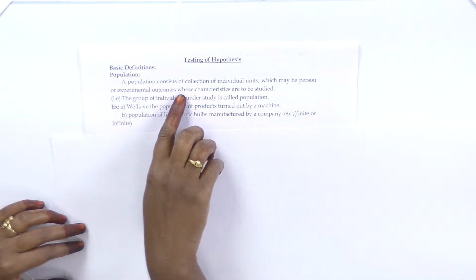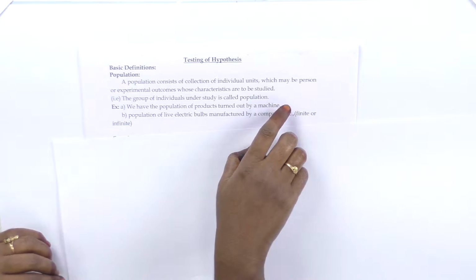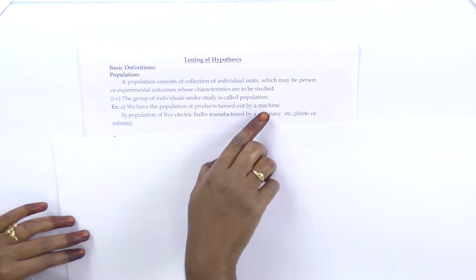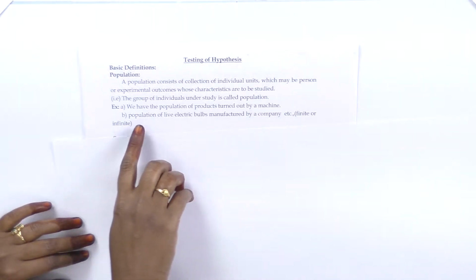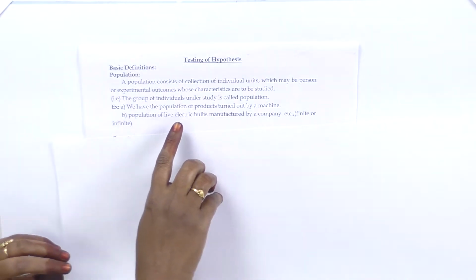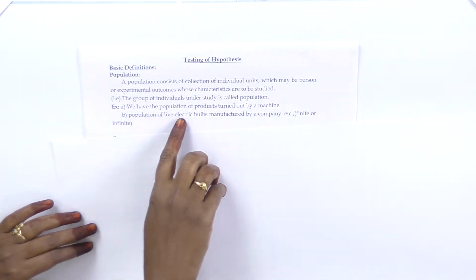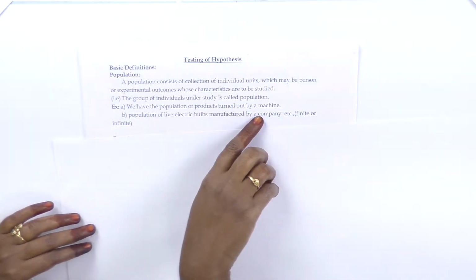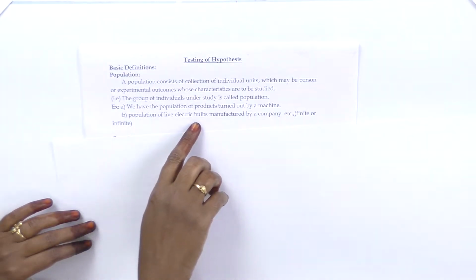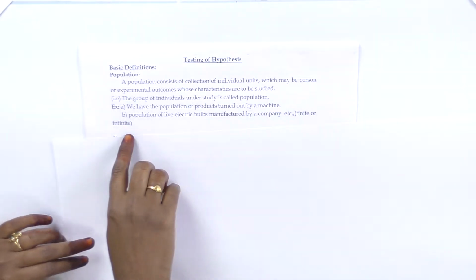A population consists of a collection of individual units, which may be persons or experiment outcomes whose characteristics are to be studied. Population means a group of individuals, the collection of individual units. For example, the population of products turned out by a machine, or the population of live electrical bulbs manufactured by a company, that may be finite or infinite.